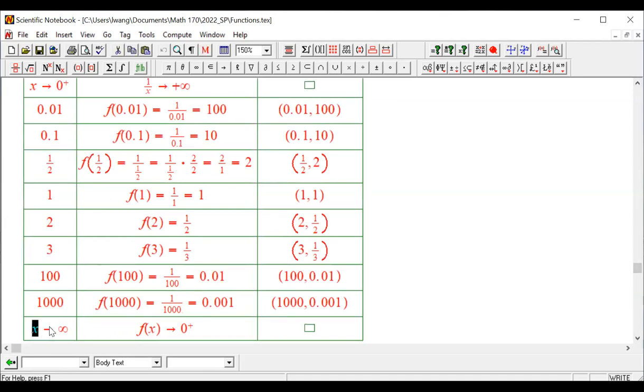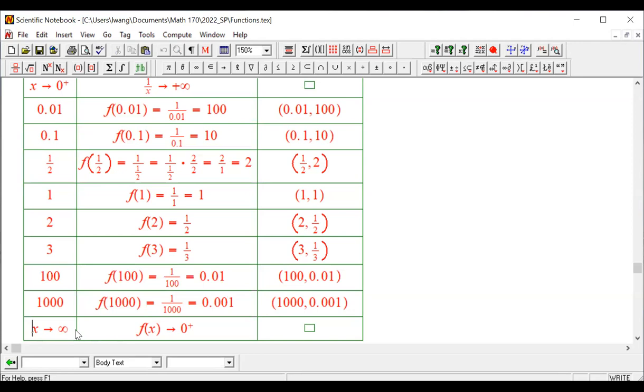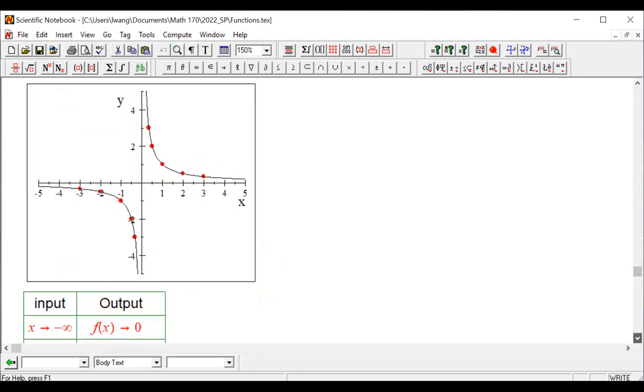Just this piece, right? We give you all these numbers. The input is 100, 1000. You can see the output is getting smaller and smaller, getting closer to 0, but it's still larger than 0. So in this picture, on this side, these are the 1,000 words in the picture.